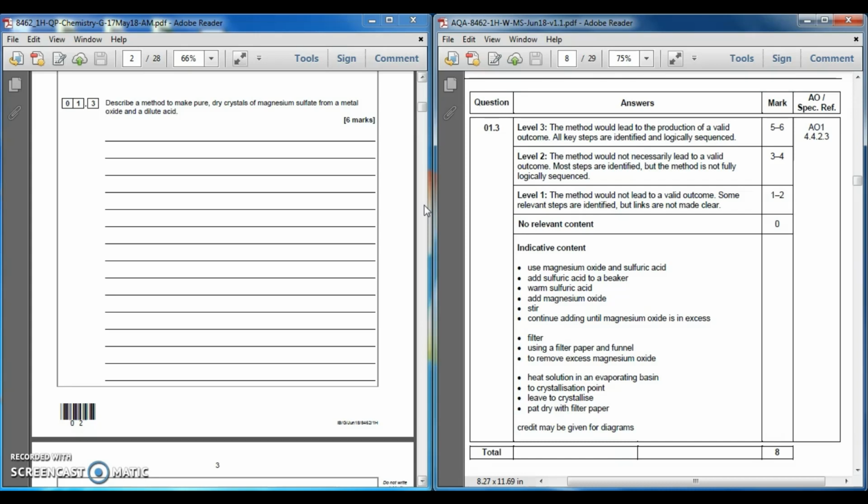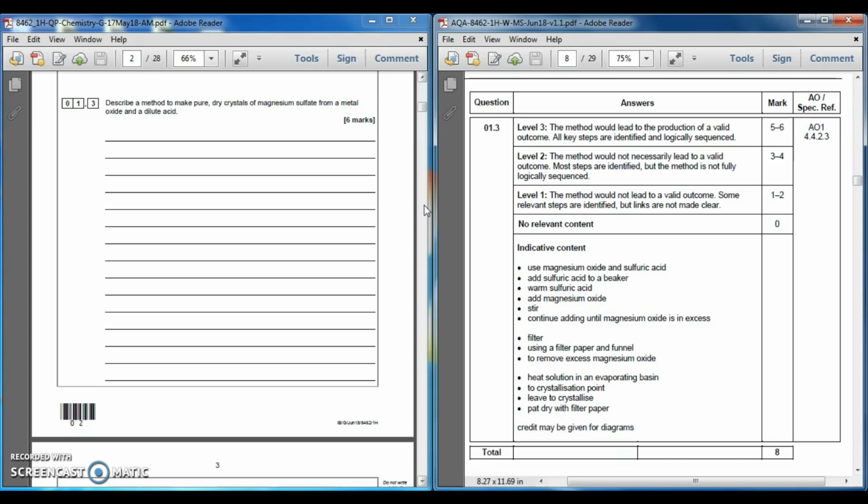So once you started mixing them together, you're going to need to keep adding the magnesium oxide in excess, which is the great way of saying it, because that means you're going to keep adding it until there's no more reaction from the sulfuric acid. At this point, you know all the acid has been used up and is now gone. So you're left with a mixture of magnesium oxide solid floating around in a solution which has got your water and your salt that you want to extract.